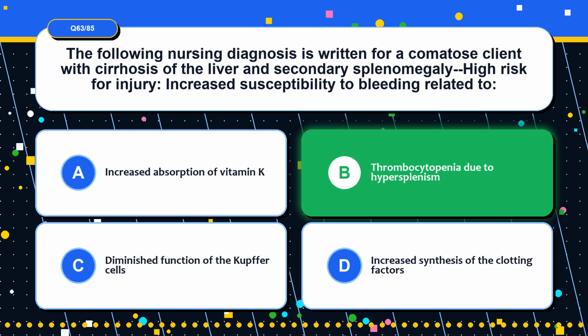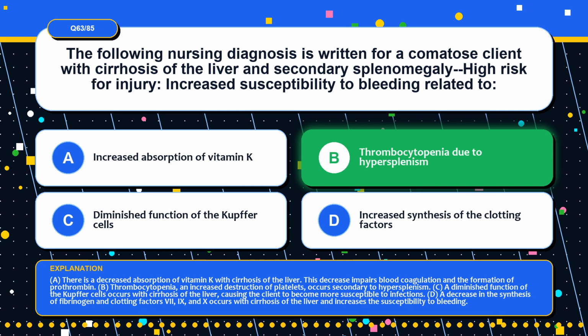The correct answer is option B, thrombocytopenia due to hypersplenism. There is a decreased absorption of vitamin K with cirrhosis of the liver. This decrease impairs blood coagulation and the formation of prothrombin. B. Thrombocytopenia, an increased destruction of platelets, occurs secondary to hypersplenism.